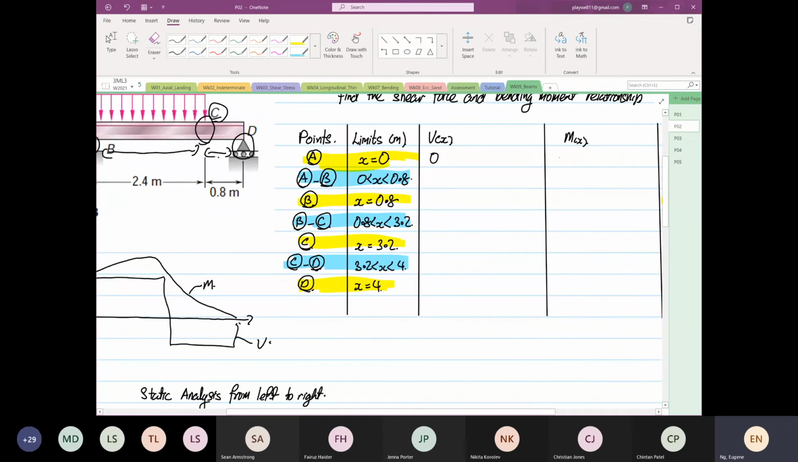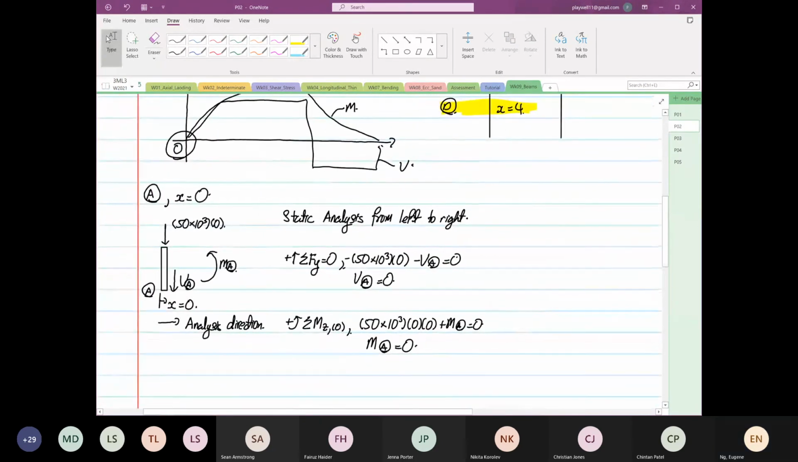is equal to 0, or M and Mx is equal to 0. Now, the thing now is this, okay? Why this direction? Why is shear force equal downwards and moment at point A equal to anticlockwise?